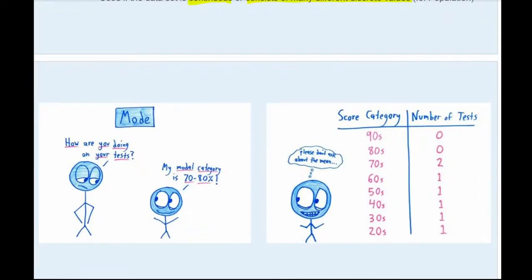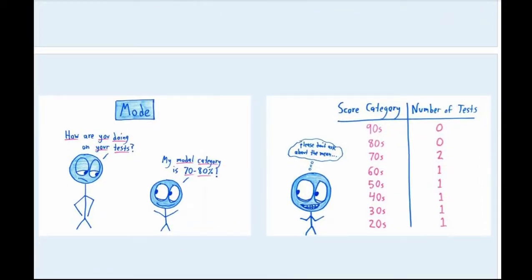So again, just another way of looking at how mode can be misconstrued. Right? So how are you doing on your tests? My modal category is 70 to 80%. So you can see on his actual scores, they have two tests that are in the 70s, but then they have tests in all the lower score categories, but they're only one apiece. So he's saying don't ask about the mean, because that would give you a better reflection, in this case, of their actual test score.